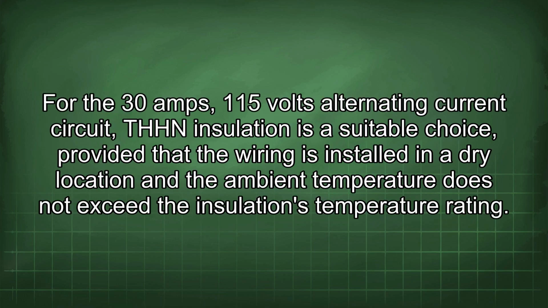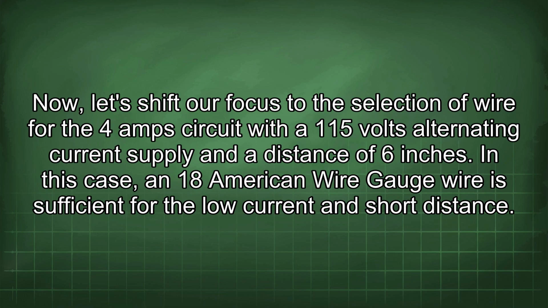For the 30 amp, 115 volts alternating current circuit, THHN insulation is a suitable choice, provided that the wiring is installed in a dry location and the ambient temperature does not exceed the insulation's temperature rating. Now, let's shift our focus to the selection of wire for the 4 amp circuit with a 115 volts alternating current supply and a distance of 6 inches.